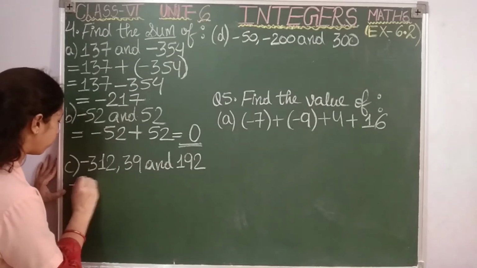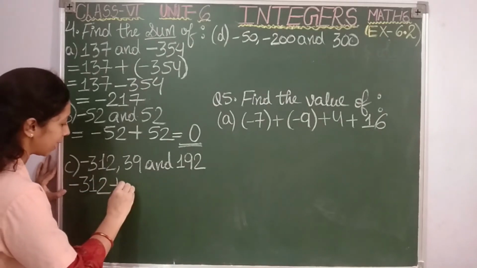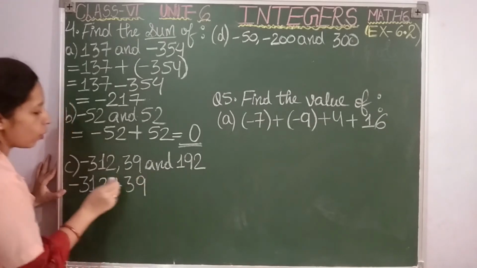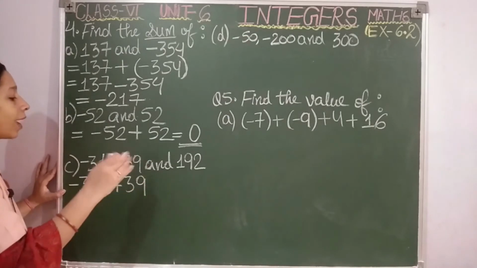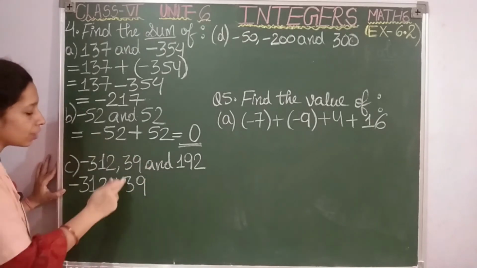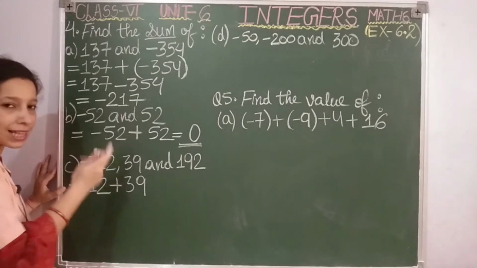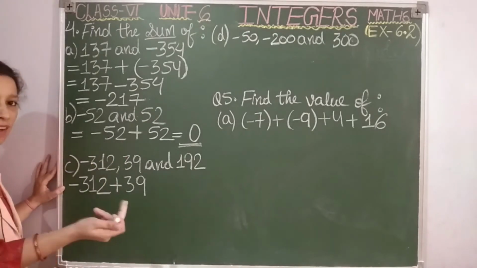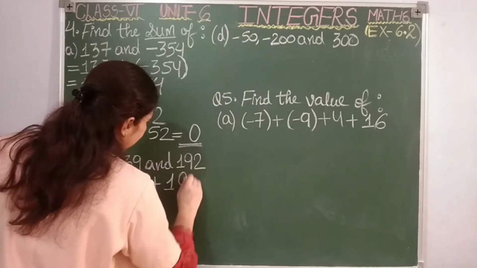Okay, point number C. 3 integers. No problem, we'll add them. 312, in place of comma also I'll put plus 39. If 39 had a minus sign, if it could have been minus 39, I would have written minus 39 in bracket, but here it is plus 39, simply a positive integer, so directly I have written plus 39. In place of 'and', again plus, then 192.